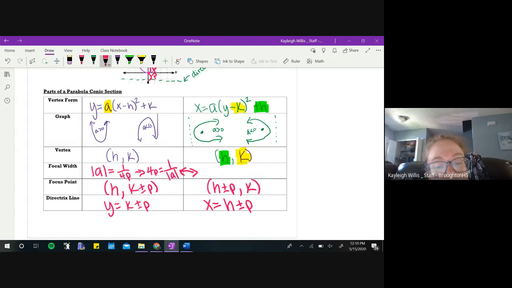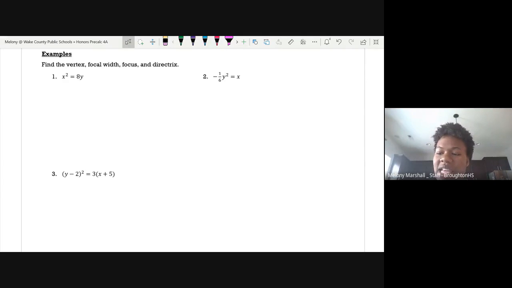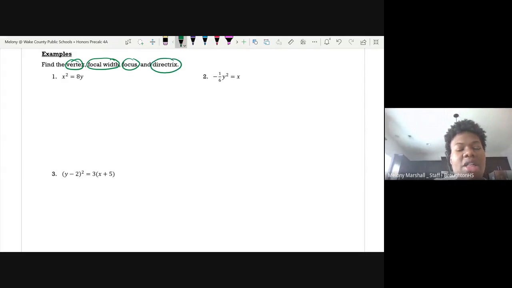It's a lot of information. Everybody says how hard this is, but the more you practice, the more you'll get this. Find the vertex, okay, and the focal width, the focus, and the directrix. Those 4 things Ms. Willis was just explaining to us.